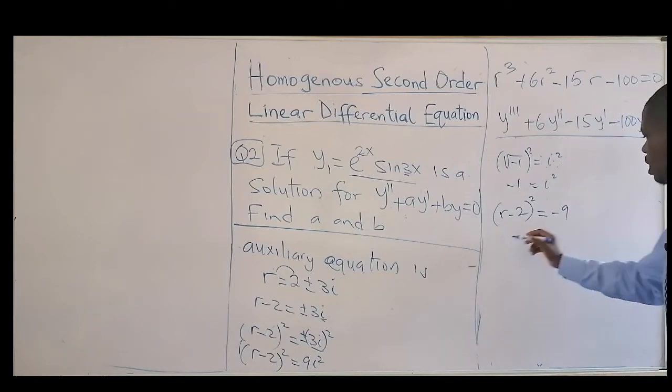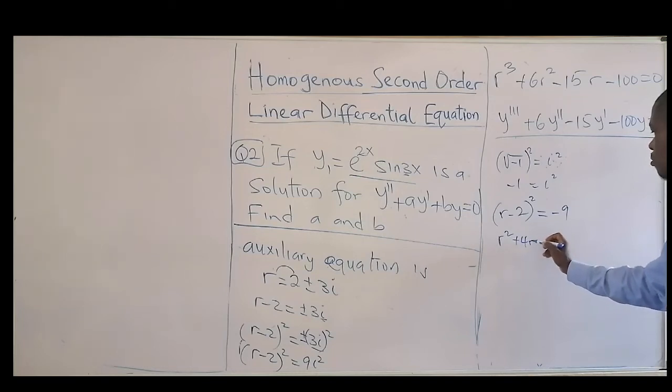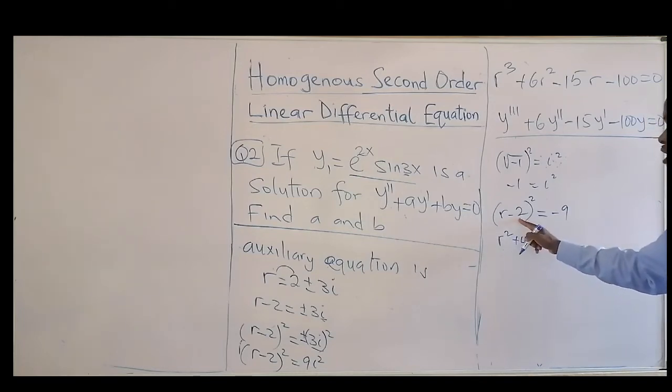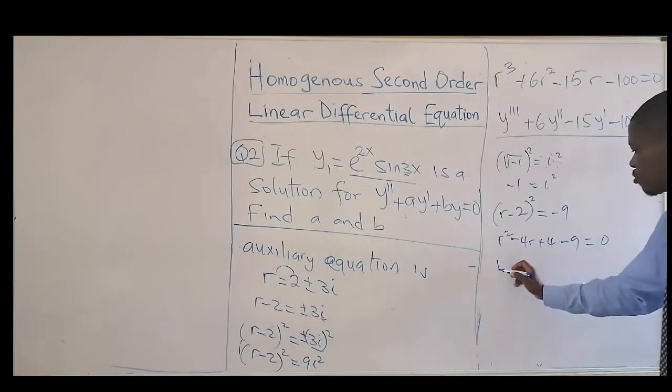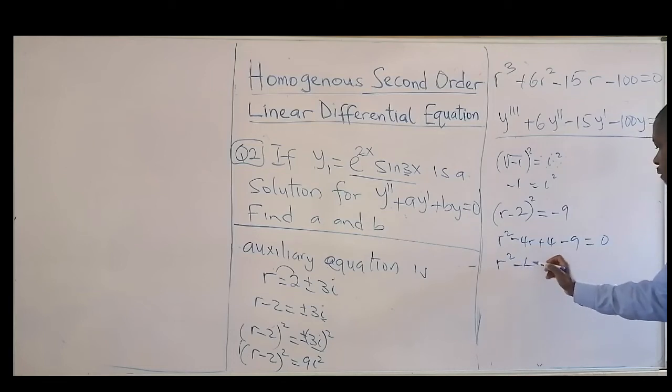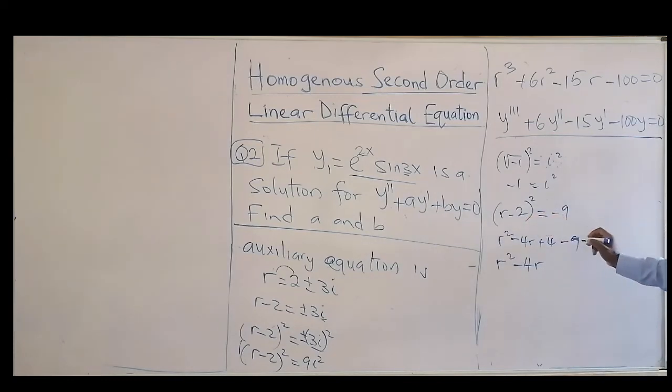So expand this: it will be r squared plus 4 plus minus 4r, that's minus 2r times 2, which is minus 4r, plus 9, equal to 0. And this will be r squared minus 4r. If the 9 comes to the other side, that becomes plus, then we have plus 13 equal to 0. And so that's that.